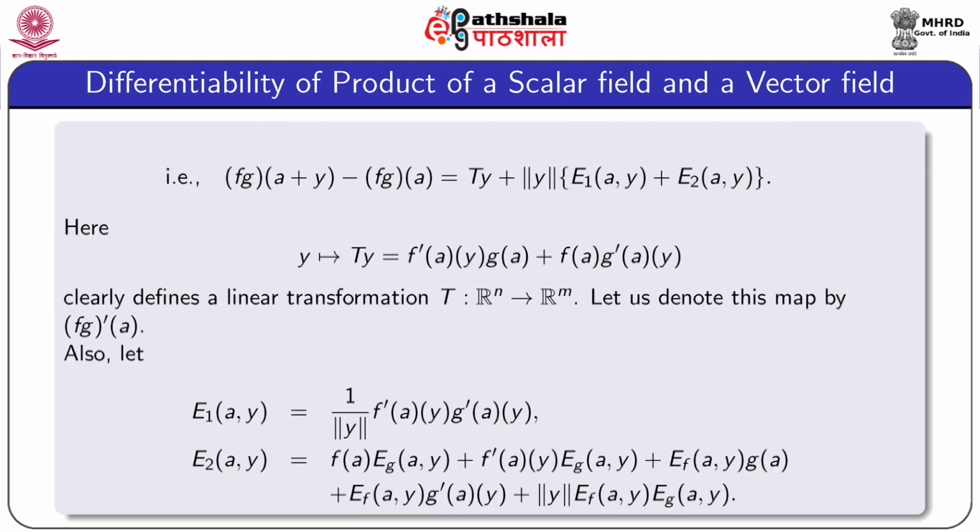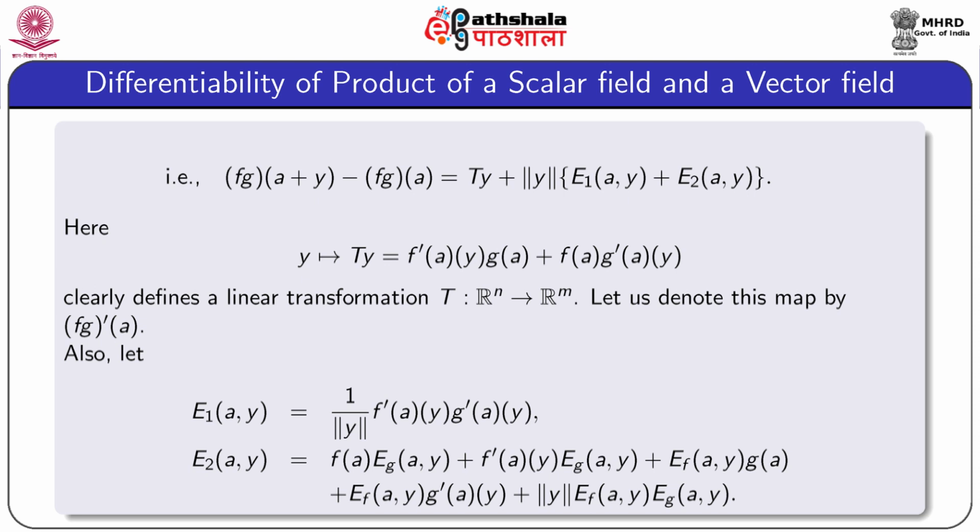We write them down after separating into two parts. We write it as follows, that is f g(a+y) minus f g(a) equals T(y) plus norm y times E1(a,y) plus E2(a,y). Here y is mapped to T(y), which is nothing but f'(a)(y) g(a) plus f(a) g'(a)(y). f'(a) is a map from Rn to R. So, f'(a)(y) is a real number, we multiply it with g(a). So, we have an m-vector. Now, g'(a)(y) is a vector in Rm, we multiply with the scalar f(a). So, it is also a vector in Rm. Thus, it is well defined.